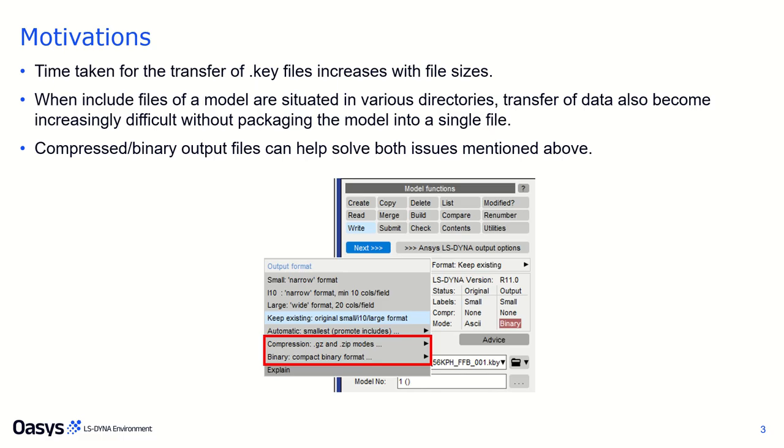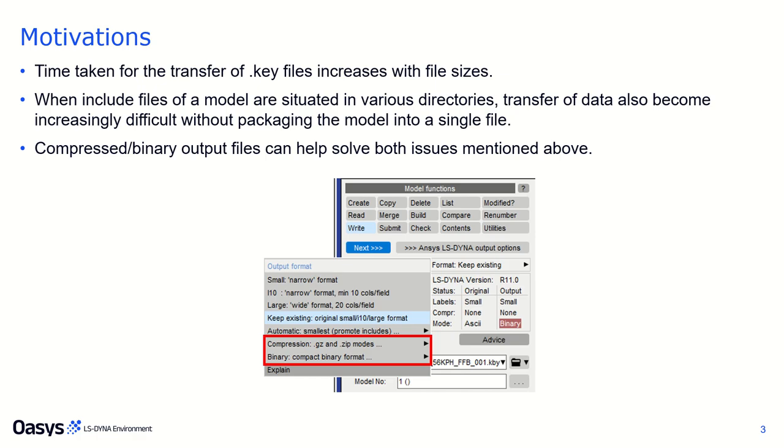So let's talk a bit about the motivation of these output files first. As we all know, the time taken for the transfer of .key files increases with our file sizes as well. And sometimes when you have include files of a model that are situated in various directories, the transfer of data becomes increasingly difficult, because if you don't package everything into a single file, you have to source all of these different files from various directories before sending it over to different people. So how we can solve these issues is by using compressed/binary output files.